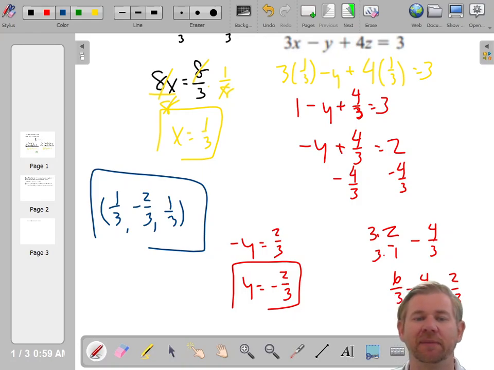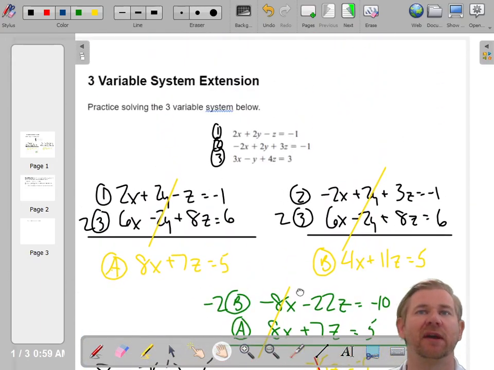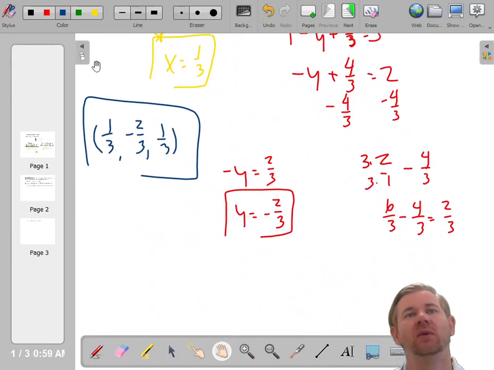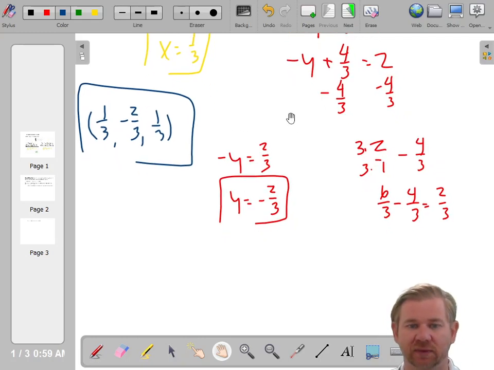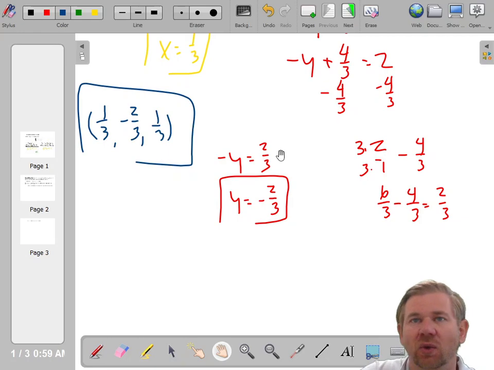But it shouldn't be that big a deal. We can handle fractions. We're going to have to keep doing more fractions to get better at them. But once you get your ordered triple, 1/3, negative 2/3, positive 1/3, great. Okay. That's just a 3-variable system. There's no thinking going on here.